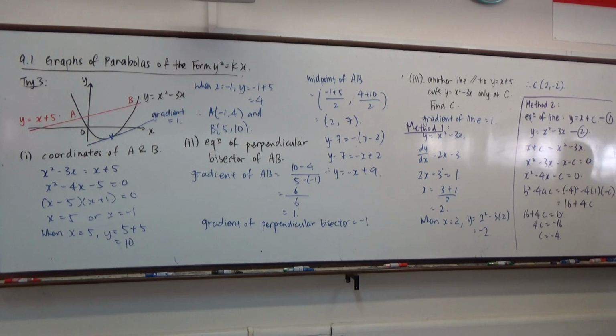So when c equals negative 4, x squared minus 4x minus negative 4 will be equal to 0. So x squared minus 4x plus 4 equals 0. That will be (x minus 2) squared equals 0. So therefore x is equal to 2. Then we can find out what y is, which will be 2 squared minus 3 times 2, so that will actually still be negative 2.